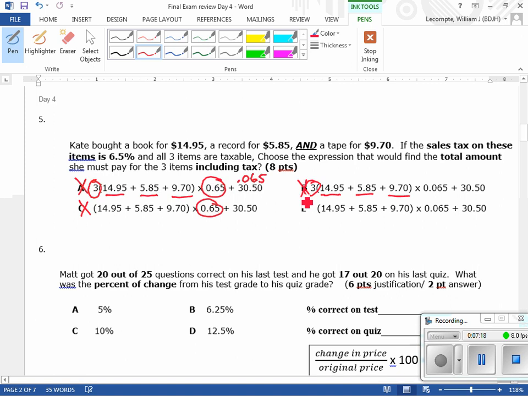So let's look at D. Well, if I add all these up and I multiply times 0.065 and add that back to the original, which is what all this is, then I will get my correct answer. Because I'll multiply these 2 together, these 2 together, and add it back to the original right here. And that will give me my answer. So I'm going to choose D.